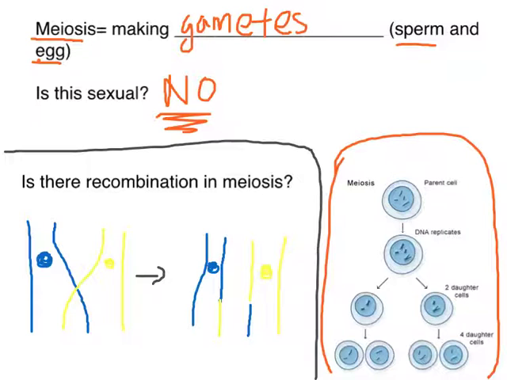Now, with that in mind, is there such a thing as recombination in meiosis? The answer here is yes. In prophase 1, and we'll get into what these phases are in another lesson, you have an event called crossing over.